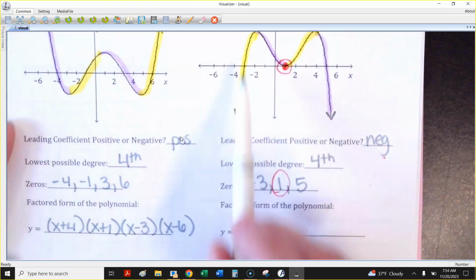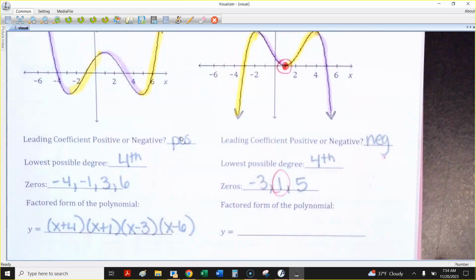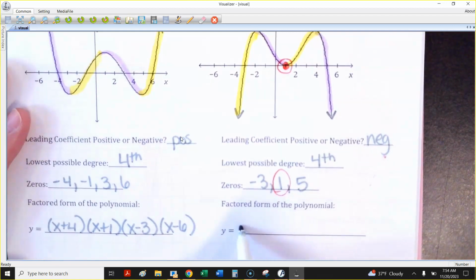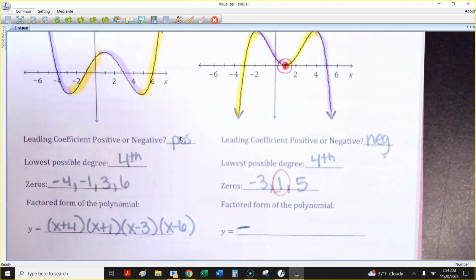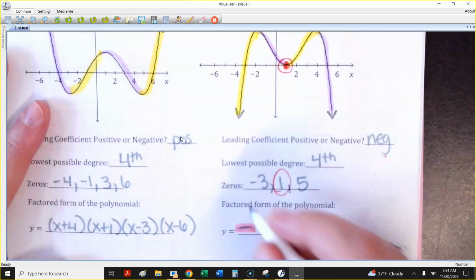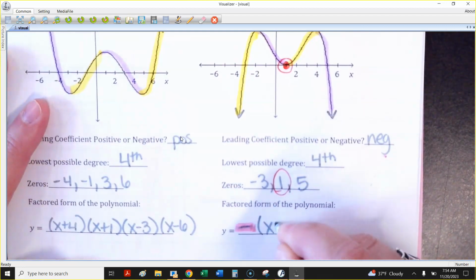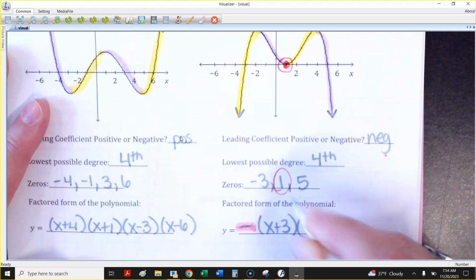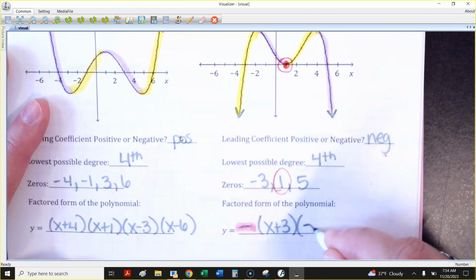The other thing I want to make sure you put: do you see how you told me the leading coefficient has to be negative here? This is always the one that screws people up. You have got to put a little negative out in front of these factors, so I'm just going to put a little negative out in front. Now the zeros: I've got -3, so x plus 3. I've got +1, so it'd be x minus 1.